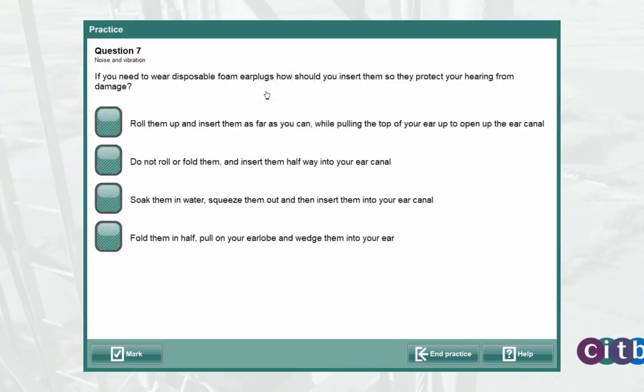If you need to wear disposable foam earplugs, how should you insert them so they protect your hearing from damage? Roll them up and insert them as far as you can, while pulling the top of your ear up to open up the ear canal. Do not roll or fold them and insert them halfway into your ear canal. Soak them in water, squeeze them out, and then insert them into your ear canal. Fold them in half, pull on your earlobe and wedge them into your ear.